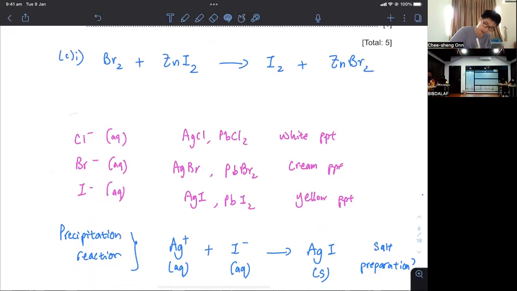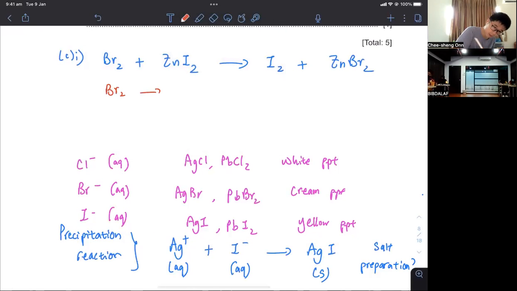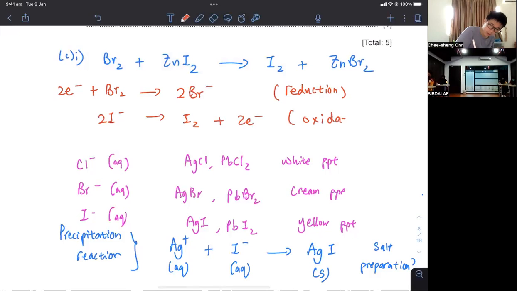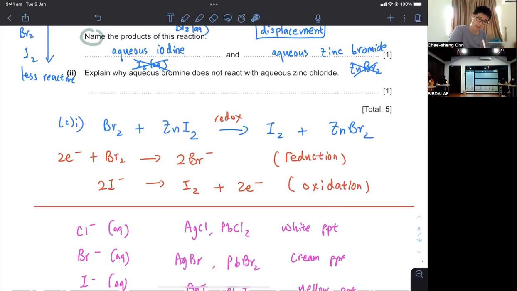You should be able to write half equations for that. If you write half equations, you will see that Br2 becomes Br minus, and that means you must gain 2 electrons. So this is your reduction, which is the Br2 gains electrons to become Br minus. On the other hand, the I minus, 2 of them, because I minus and I minus, becoming I2, you must lose 2 electrons. That is your oxidation.